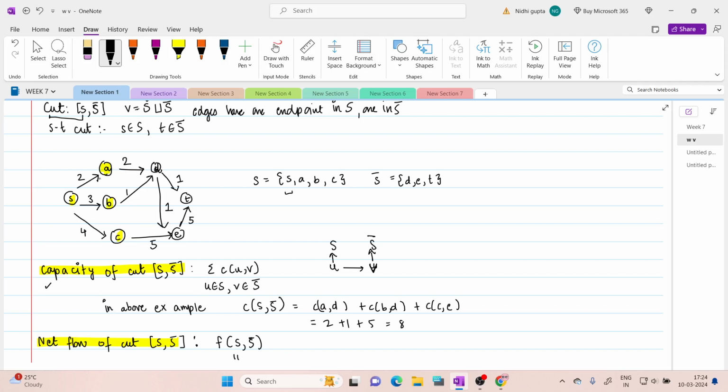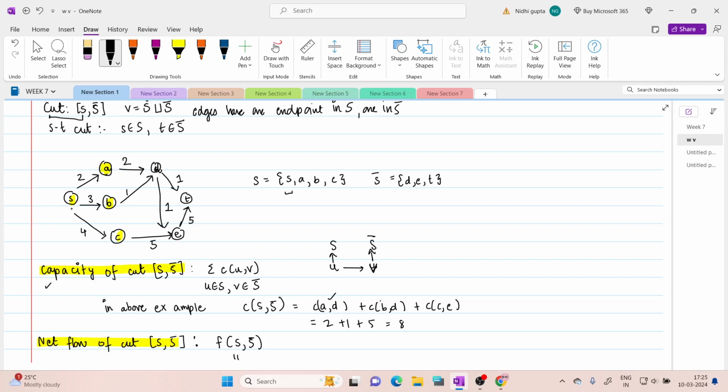So in this example, if this is the cut, we have to look at all the edges whose initial vertex is in S and the final vertex is in S bar. So what all edges are there of that type? We can see AD, BD and CE are the only three edges whose initial vertex is in S and final vertex is in S bar.